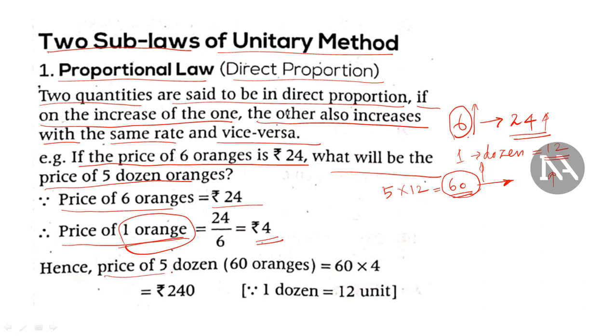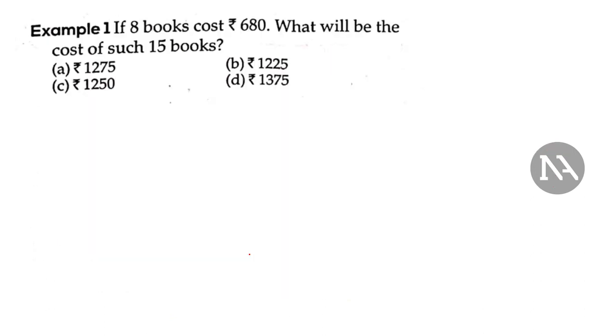So the price of 5 dozen, that is 60 oranges, means 60 into 4, that is rupees 240, right? So here the quantity is increased, 6 here, here it is 60. The quantity is increased, so the price also will be increased. So this is what is called proportional law or direct proportion. We will see some examples.